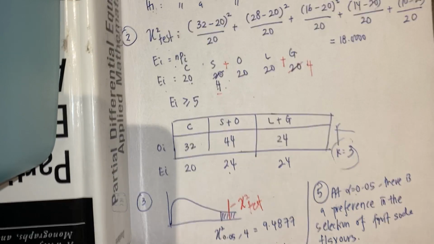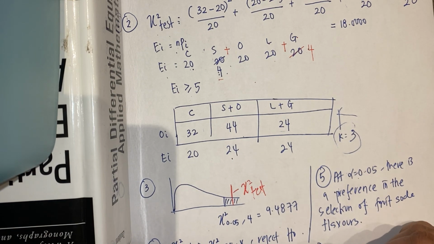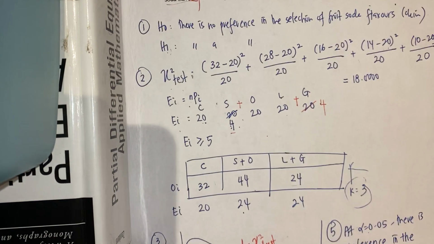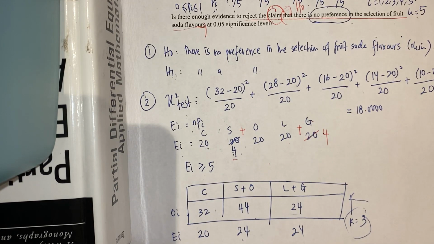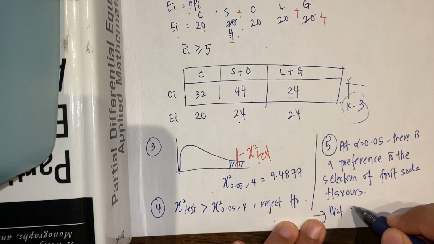If the next question asks whether the data here is a good fit or not, here reject null means that the observed frequency is very different from the expected frequency, meaning they are far from each other, so it is not a good fit data.